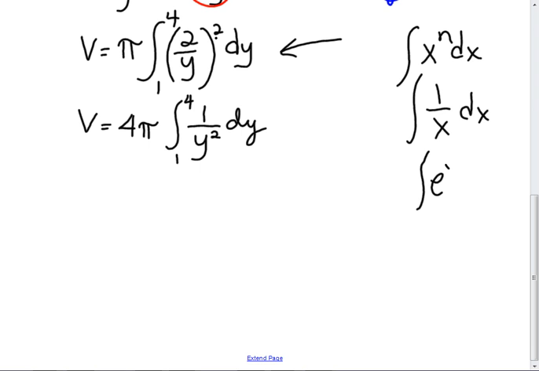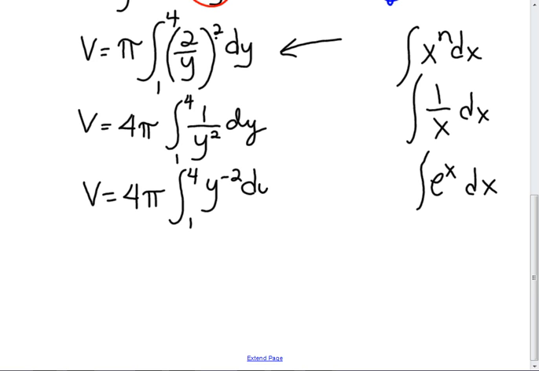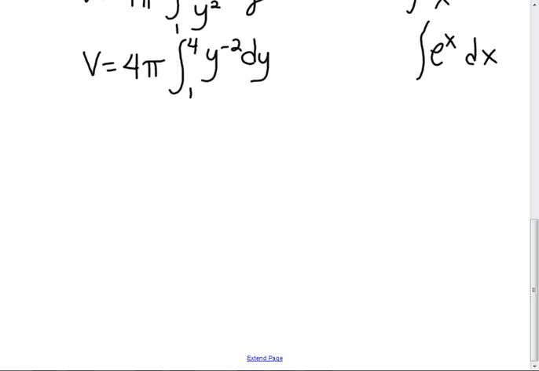And e to the x, plus the trig. But I don't see any trig, so we're in luck. So this is good. Let's integrate this. Some of you could see it right away. Some of you can't. And also keep track of what you're doing. We haven't integrated. I'm just going to write it like that. And then I'm going to integrate. So what's the volume equal to? 4 pi, negative y to negative 1. And we will evaluate at 1 and 4.